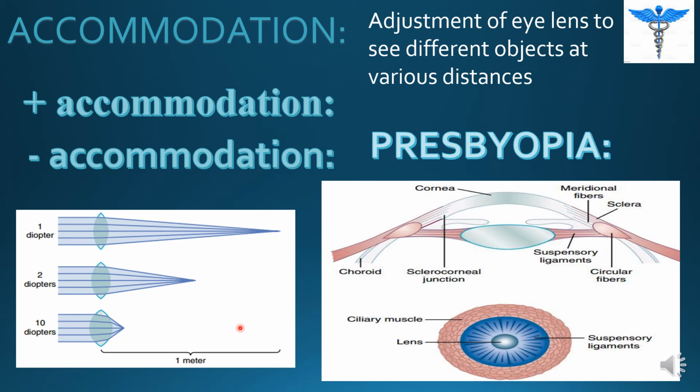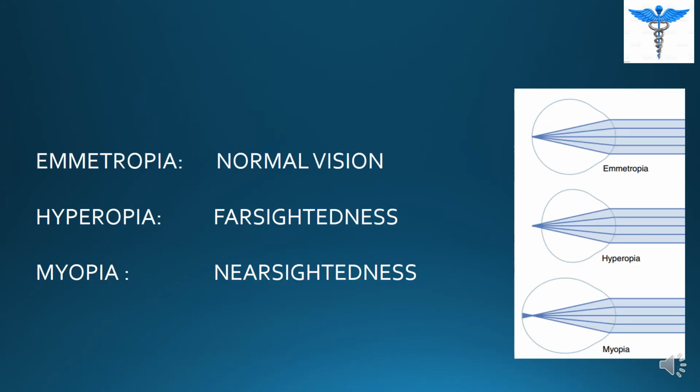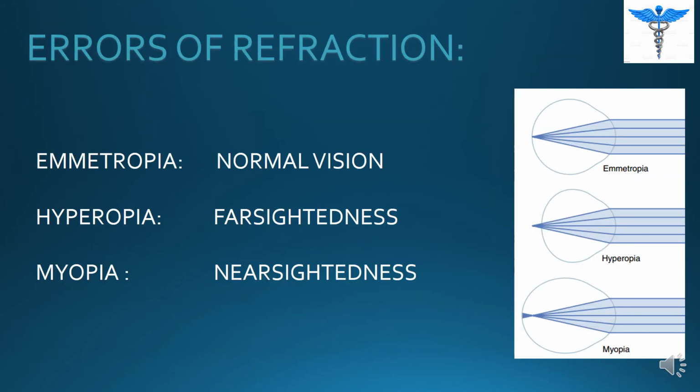Now if there is loss of the ability of the lens to accommodate, what will happen? This disorder is called presbyopia, right? So presbyopia is basically the loss of accommodation. This was all about the basics. Now we are going to discuss more the disorders and further the optics of vision. Now we are going to discuss the errors of refraction.